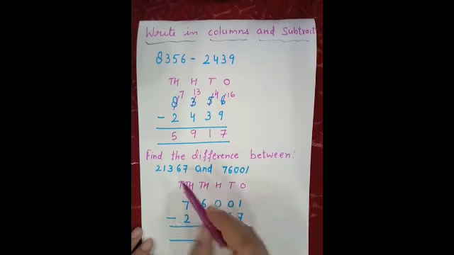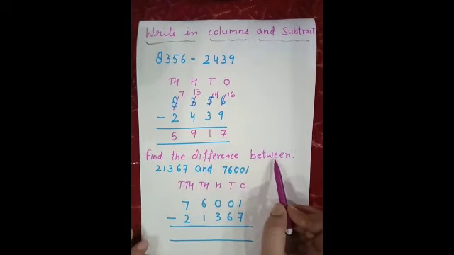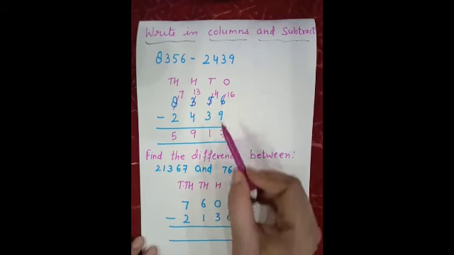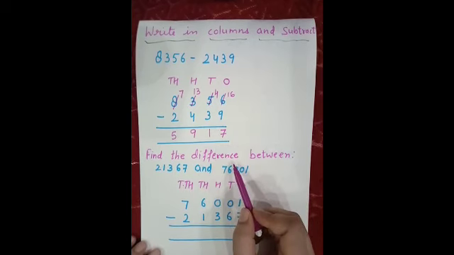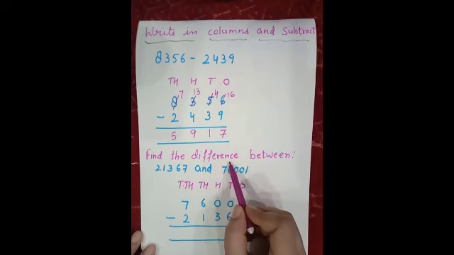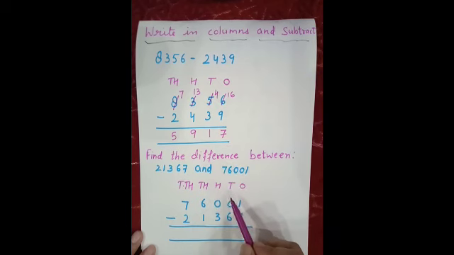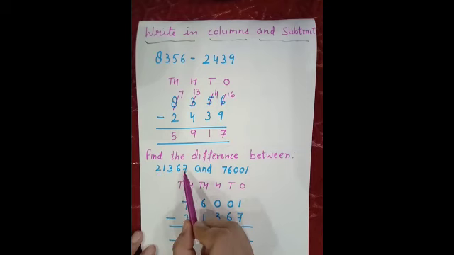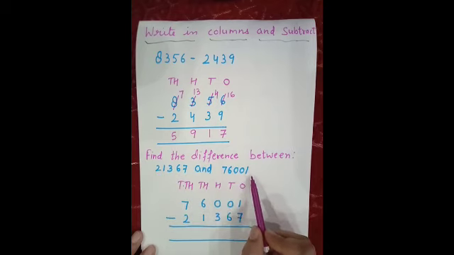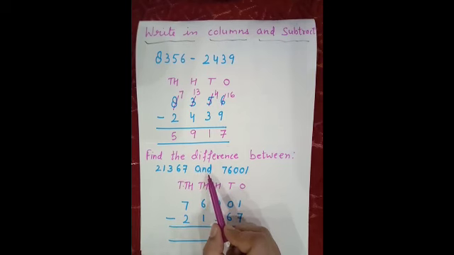Now there is one more question: find the difference between. Yes, we know that the answer of subtraction is known as the difference. So it is not necessary that always the word subtract will be written in the question. In some cases, the word difference may also be written there. At that time also, you have to subtract and write the answer. Now here you have to subtract 21,367 and 76,001.